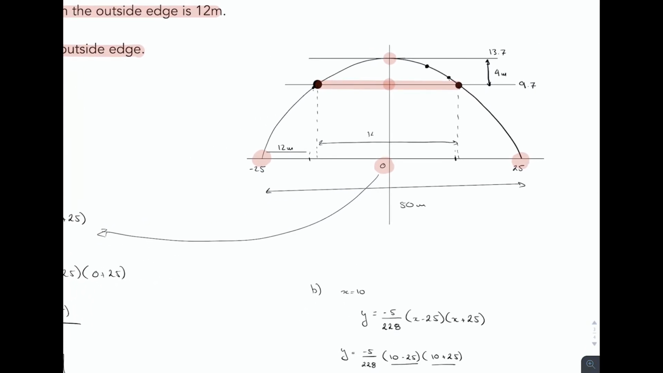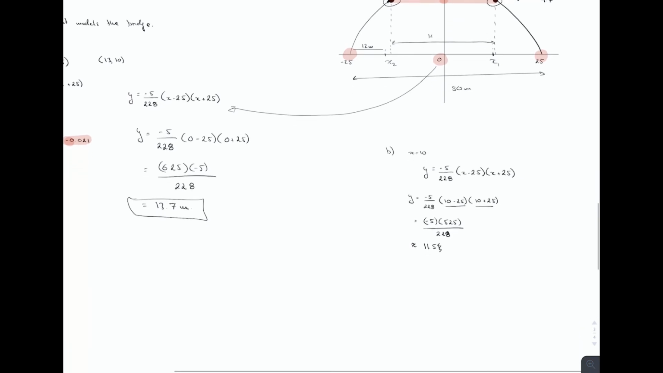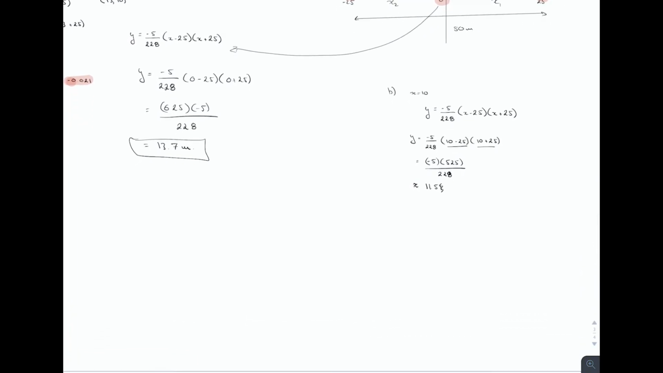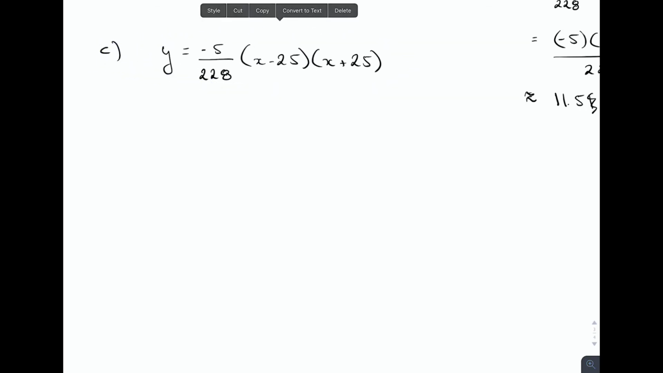So what I have to find is what values of x, right? x1 here, x2 here. What values of x will give me this height of 9.7? And what I got to do is go back to my equation, which is this guy. And for y, I'm going to plug in the value of 9.7. So let's just get some real estate around here. Paste my equation, and I'm going to use a y value of 9.7. So let's plug that in, see what happens.